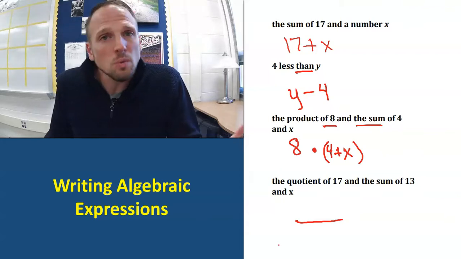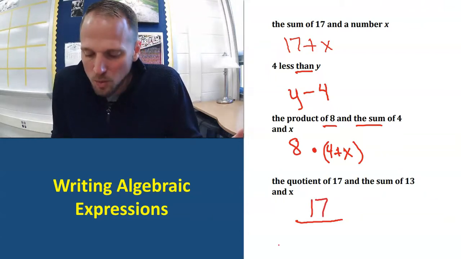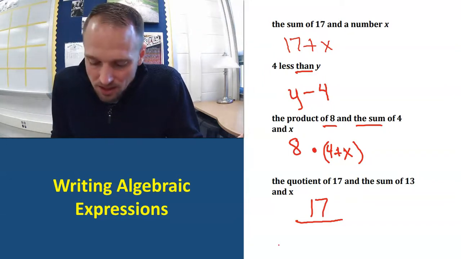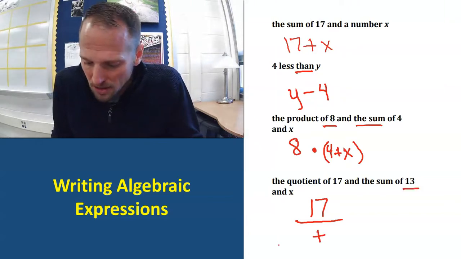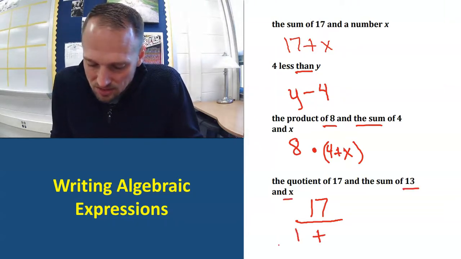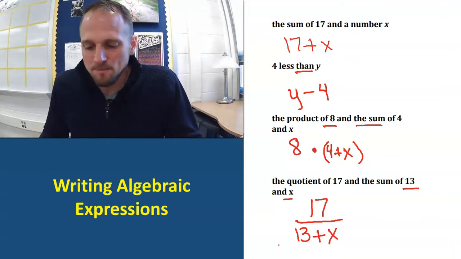The quotient of, what are we going to divide? Well, the first thing we're going to divide is 17, and what are we going to divide on the bottom? The sum of, so that's a plus what? 13 and x. So we've got 13 and x.